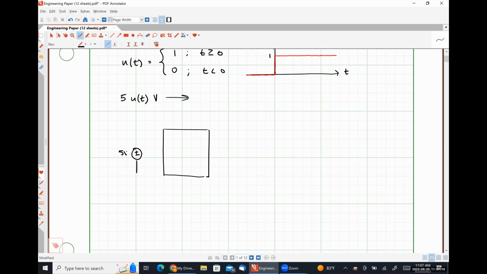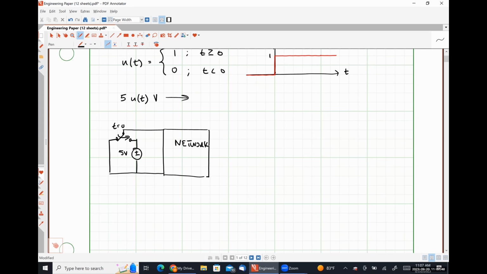Here is our 5-volt source. Here is a short circuit. And then this is what our configuration would look like. So I'm just going to put this as a network over here, right?